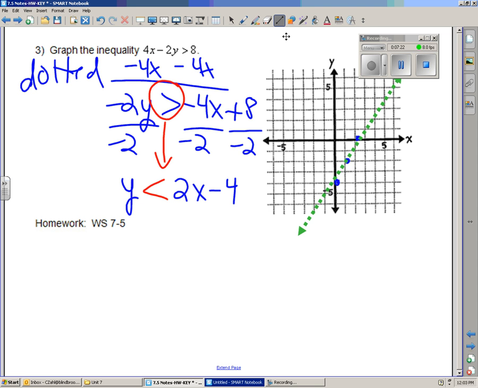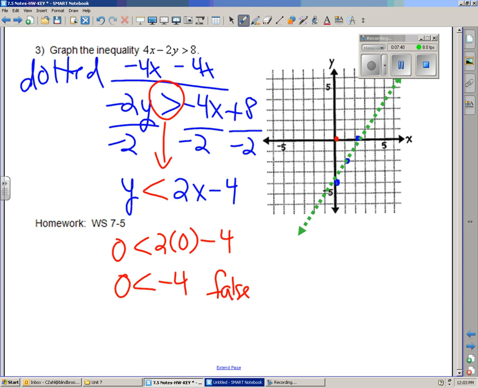I've got two sides, basically almost like a left and a right. I'm going to use the test point 0, 0, and I'm going to plug in 0 less than 2 times 0 minus 4, 0 less than negative 4, and 0 is not less than negative 4. This is false. So you're not going to shade the side where 0, 0 is. You're going to shade the other side. Okay, so that's it. Good luck on your homework.